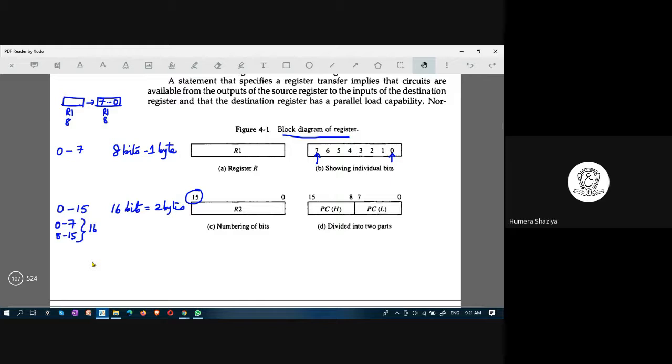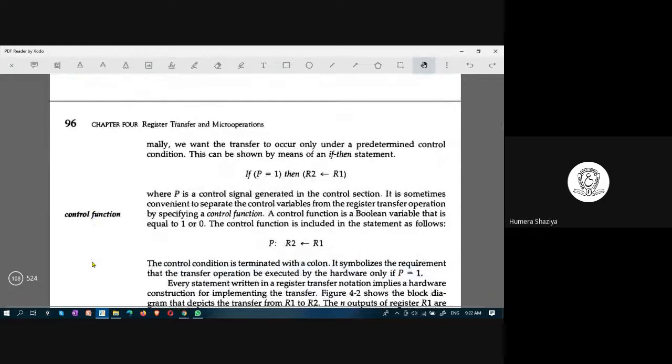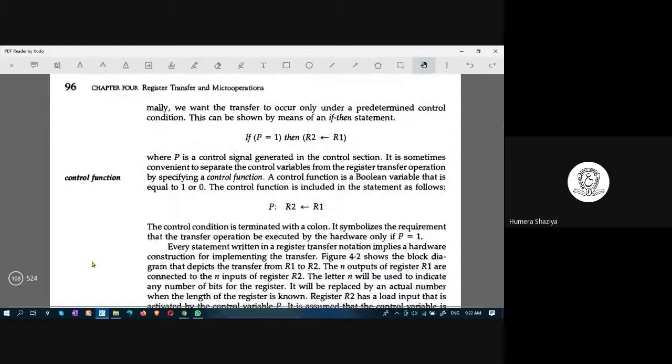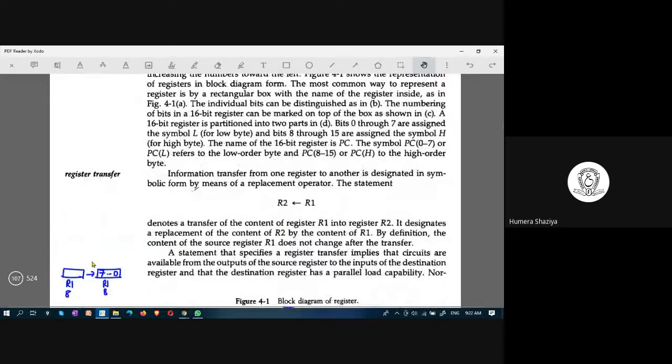When you are talking about a register with 2 bytes or 16 bits, you can divide it into 2 bytes, which are the low byte and the high byte. This PC is the program counter. We will learn about it as we go ahead. So here, this one.